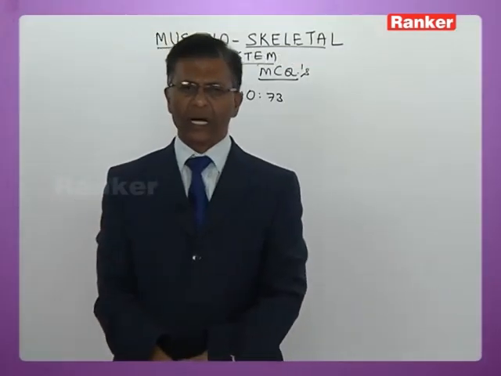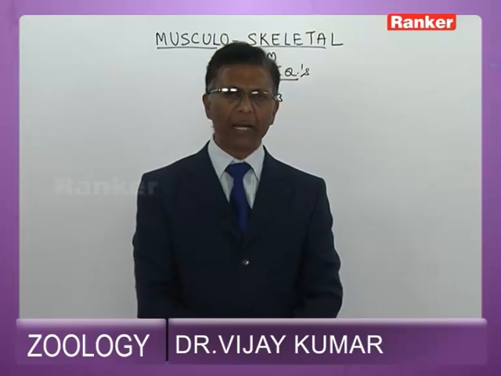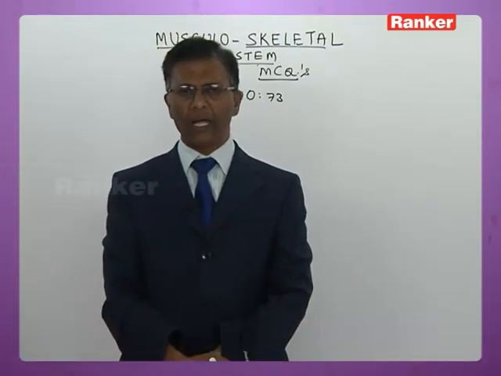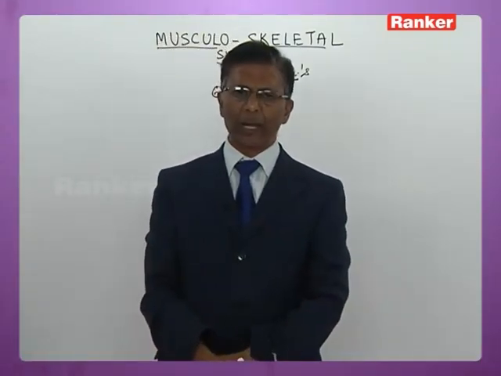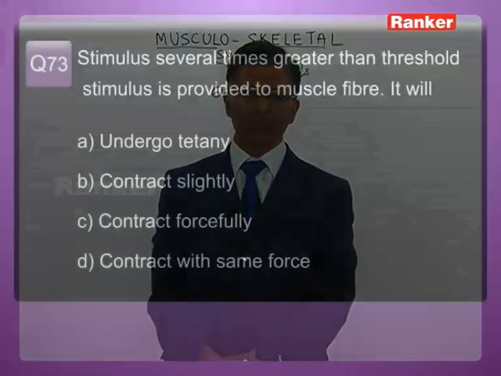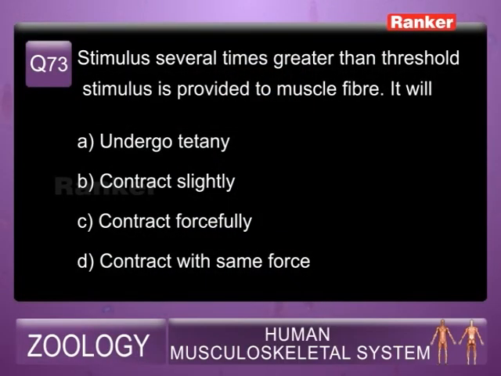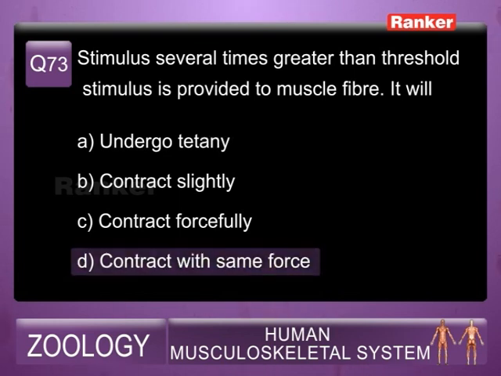Muscles always obey the all or none law, that is a muscle fiber, or a bundle of muscle fibers, obeys the all or none law. When the stimulus is of threshold level, the contraction will be the same. So the answer is contract with the same force even if the stimulus is slightly higher than the threshold. So the answer is D.